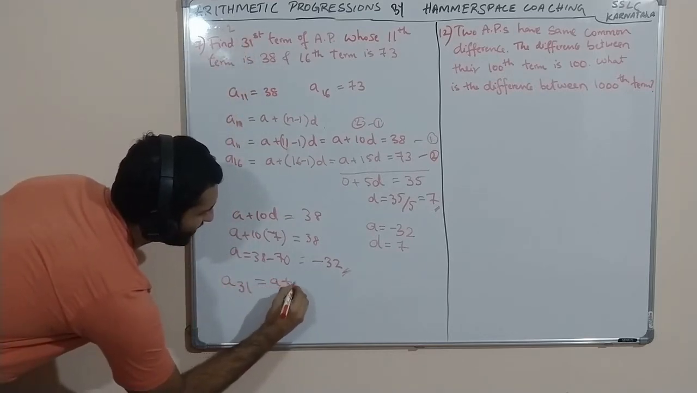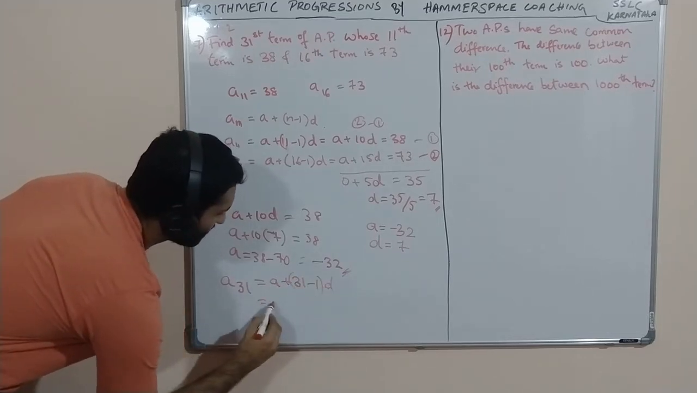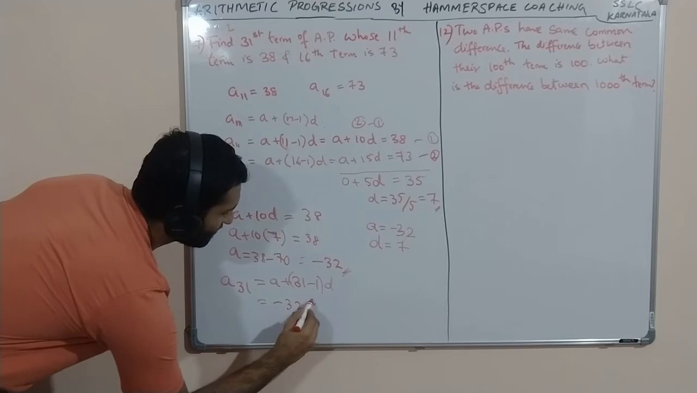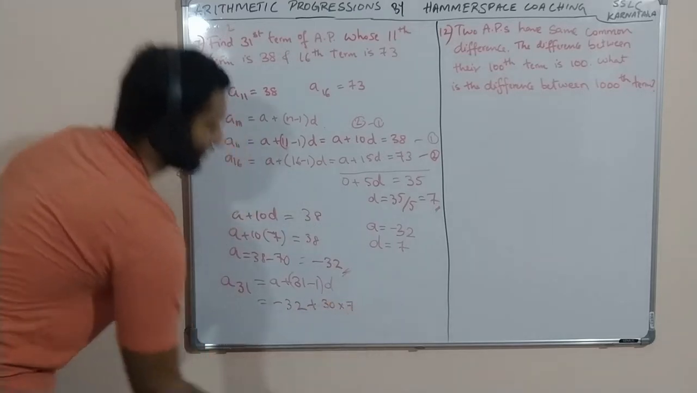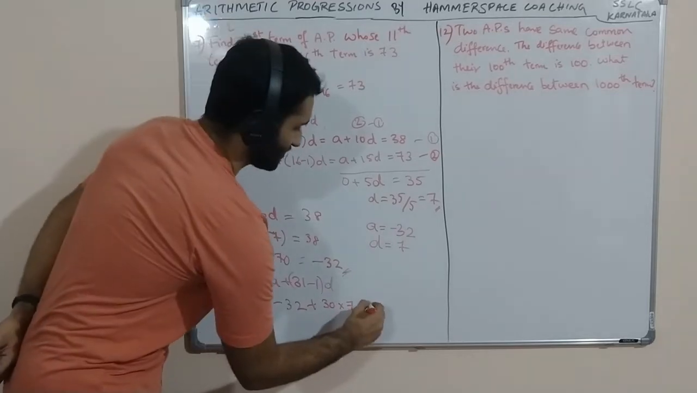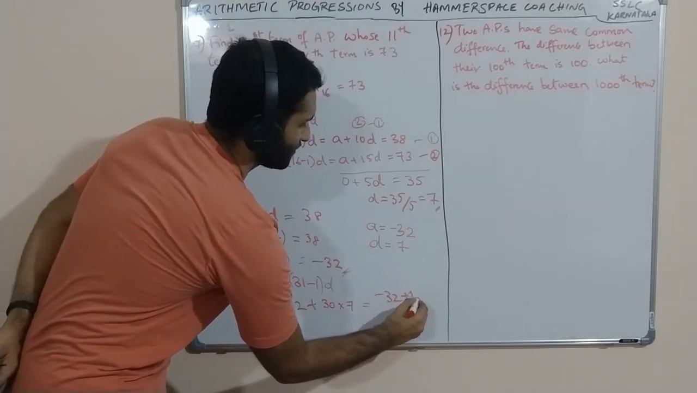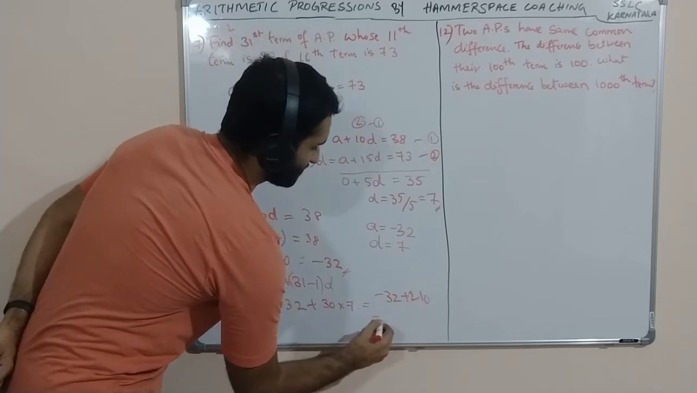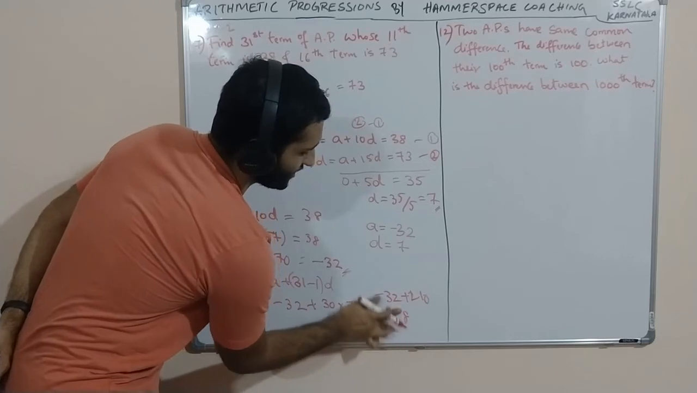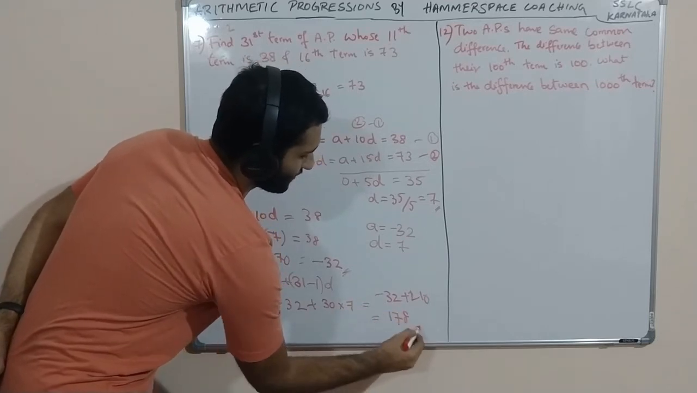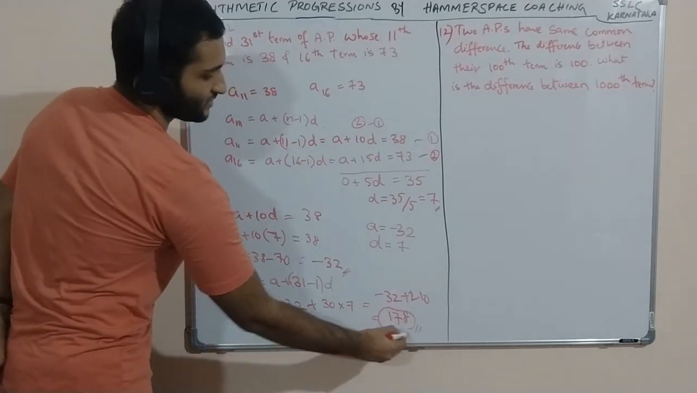A31 is equal to A plus 31 minus 1 into D, that is equal to minus 32 plus 30 into 7. That is equal to minus 32 plus 210, which is 178. So the answer is 178. The 31st term is 178.